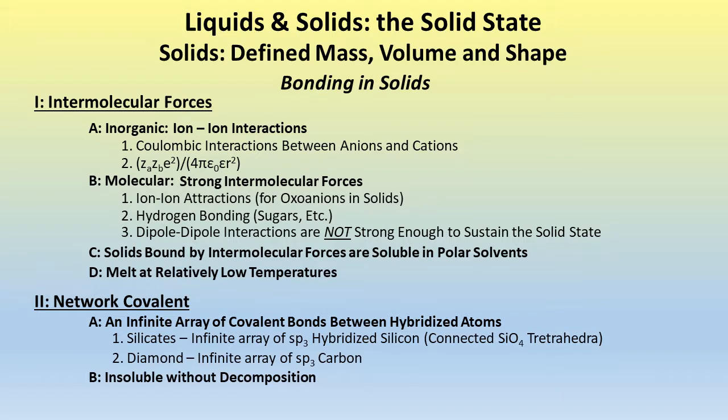Network covalent solids are insoluble. They can be decomposed in strong acids, but they will not dissolve. Additionally, under high temperatures, they will oxidize. Diamond will eventually go to CO2, but they will not melt.